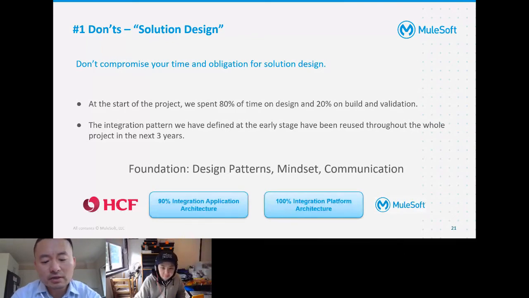And lastly, I wanted to call out that through our transformation project, we worked very closely with MuleSoft, especially at the beginning. We had a number of MuleSoft architects working with us. 90% of our integration application architecture and 100% of our integration platform architecture had direct involvement from MuleSoft. So I absolutely recommend you talk to your vendor and make sure you get the best solution out of it.